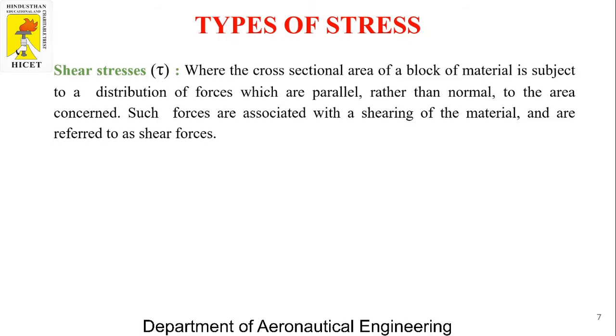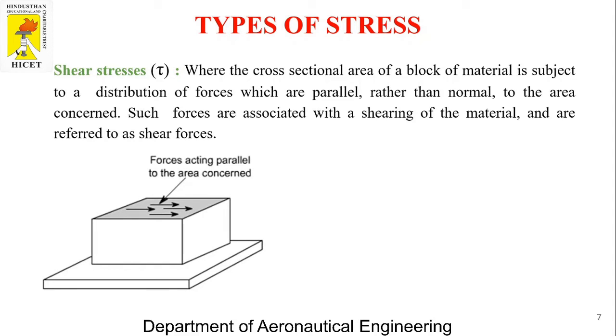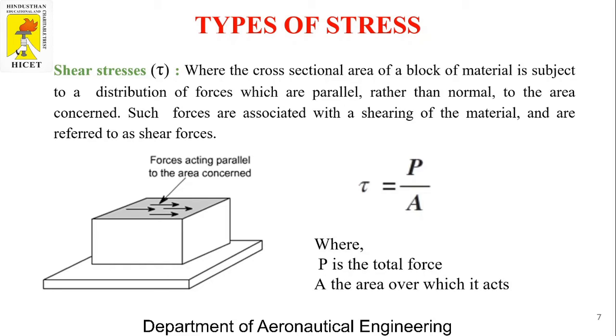The next type of stress is shear stress, where the cross-section area of a block of material is subjected to a distribution of forces which are parallel rather than normal to the area concerned. Such forces are associated with a shearing of the material and are referred to as shear forces. Here the forces are acting parallel to the area concerned, where the shear stress is given by tau is equal to P by A, where tau is the shear stress, P is the total force and A is the area over which it acts.